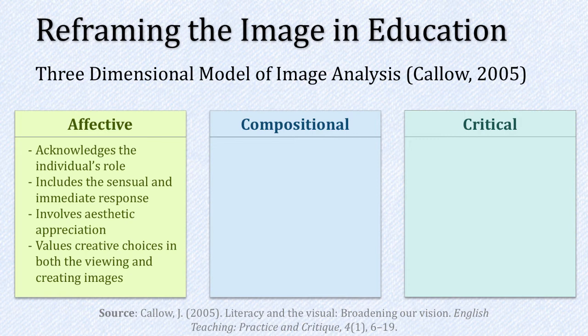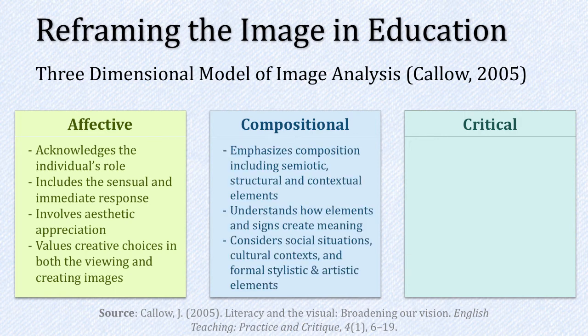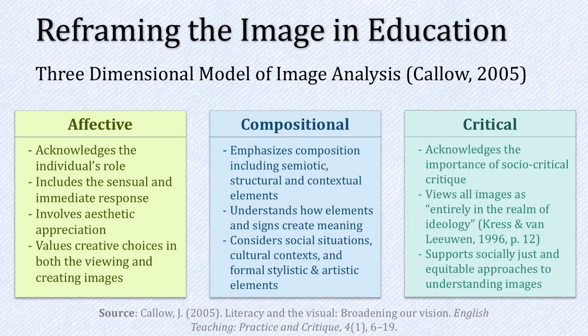The second dimension is the compositional one. The compositional dimension emphasizes composition, including semiotic, structural, and contextual elements. This approach understands how elements and signs are put together to create meaning. It also considers social situations, cultural contexts, and formal stylistic and artistic elements in order to bring about understanding of a given image. The third and final dimension is the critical.